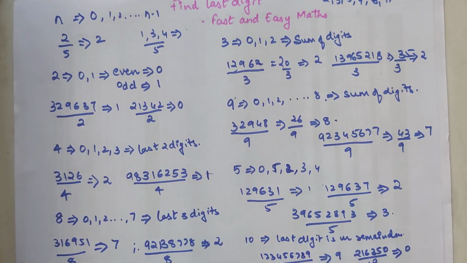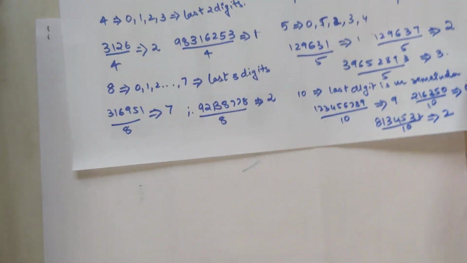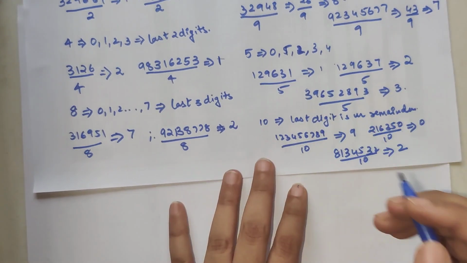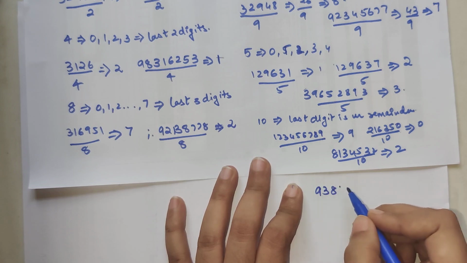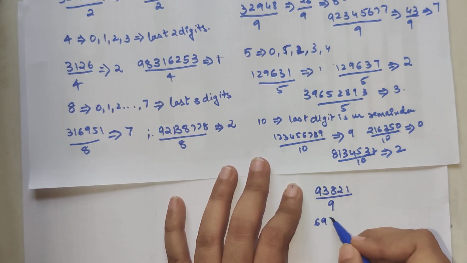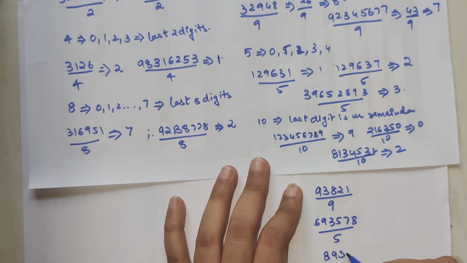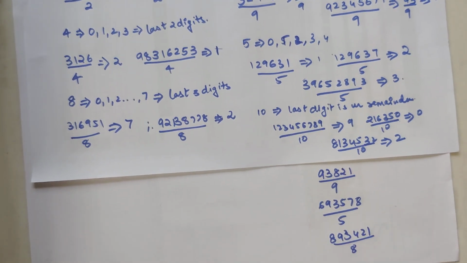Okay, so now please use these tricks and without fail solve the last question, which I will give you as a part of your exercise. Tell me in the comment section, do let me know what is the remainder of 932821 divided by 9, 693578 divided by 5, 893421 divided by 8. Do let me know what is the answer for all of them in the comment section.